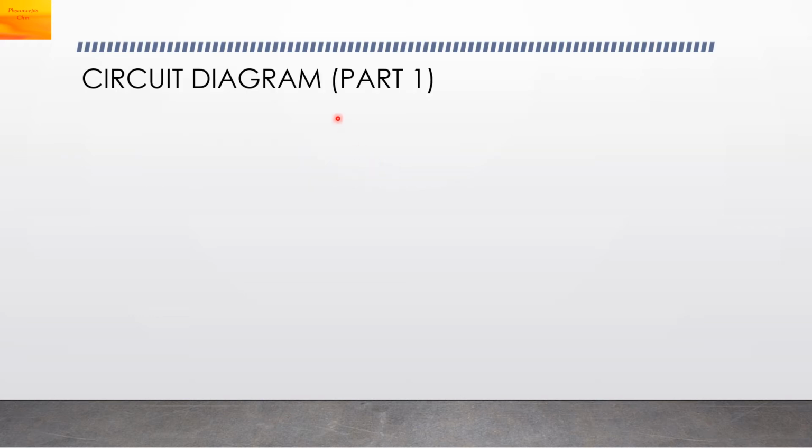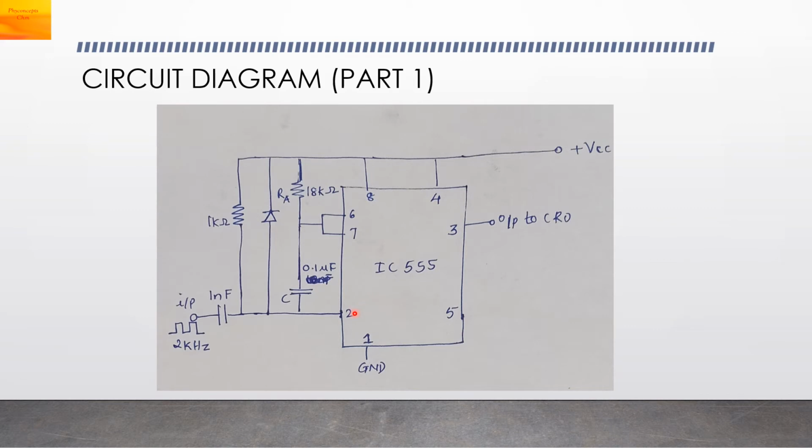Circuit diagram for part 1 is this. It is a monostable multivibrator where you apply an input to pin number 2. This is RA and this is C. Pin number 6 and 7 are shorted together and connected here. Pin number 1 is grounded. Pin number 8 and 4 are connected to plus VCC, and at pin number 3 you measure the output.